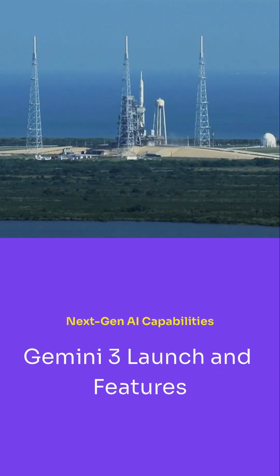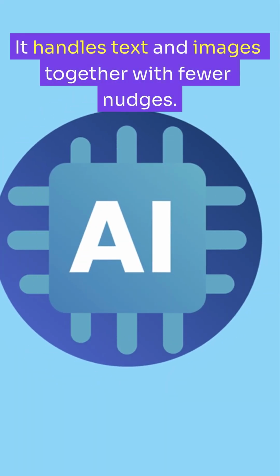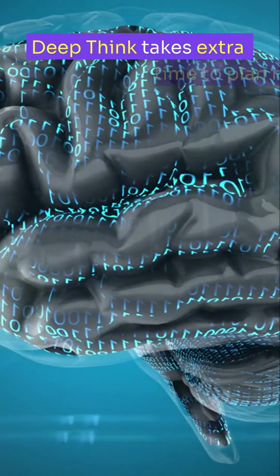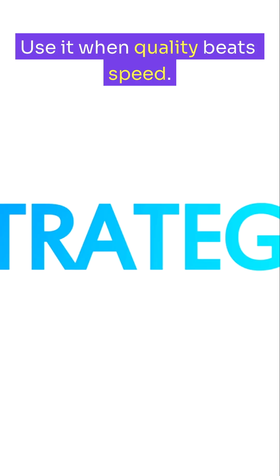Gemini 3 just landed. Here is what actually matters. Smarter reasoning and stronger multimodal. It handles text and images together with fewer nudges. Deep think takes extra time to plan hard steps. Use it when quality beats speed.